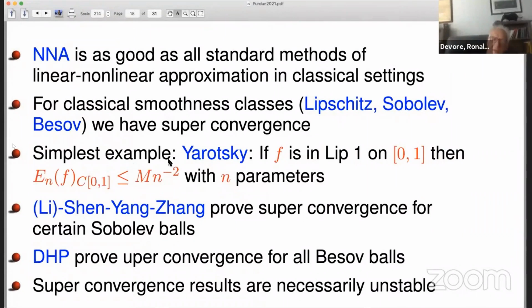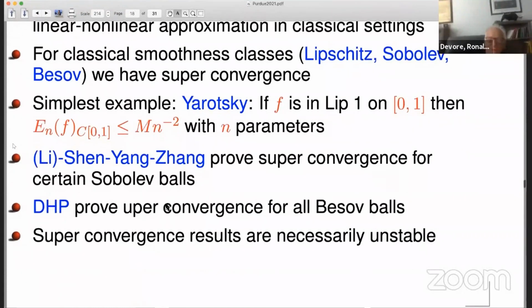This defies what we normally get in numerical analysis. Normally, we would only get n to the minus 1. And so you might look at this and say, wow, that explains why neural nets are so great. They do better than classical methods. They have this super convergence rate. In fact, you can prove super convergence in a very, very general setting.